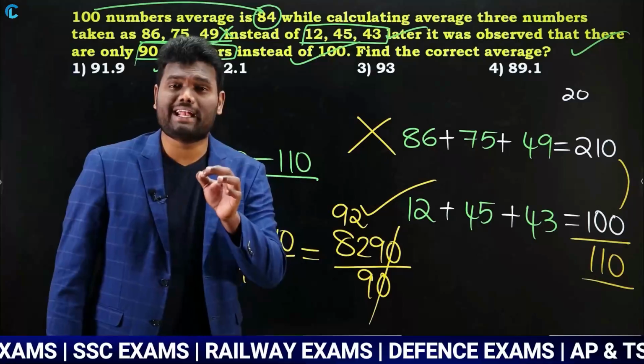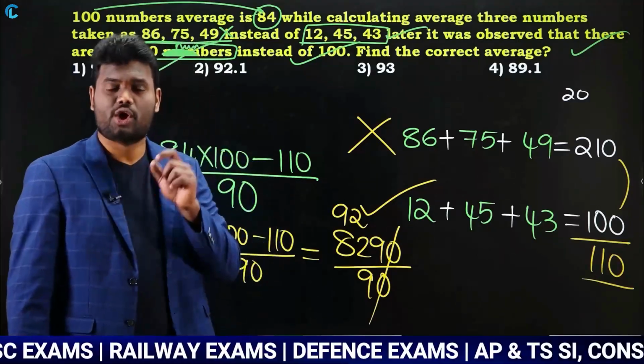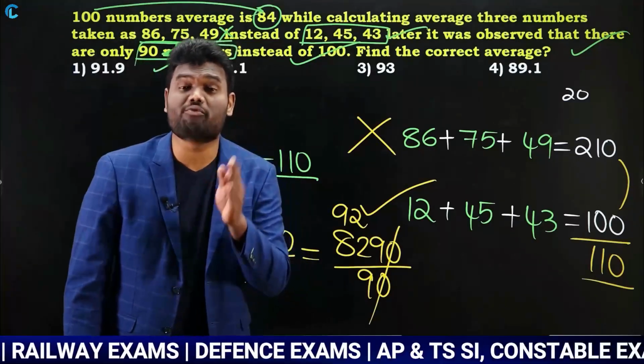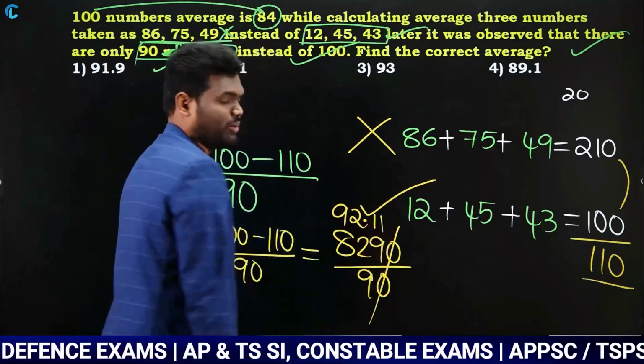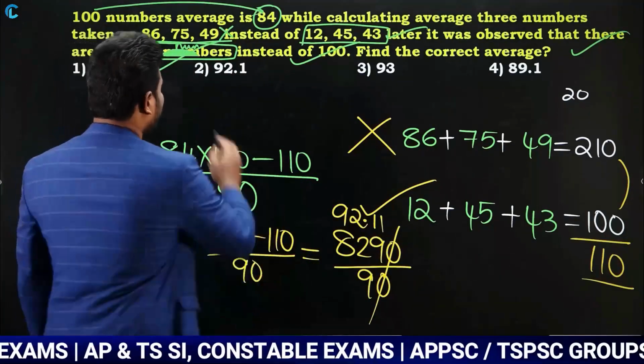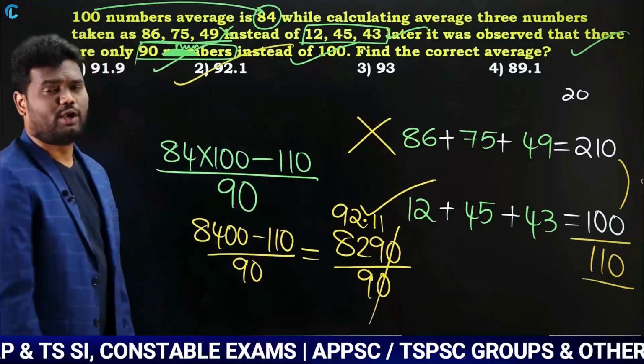1 by 9, we have already discussed in percentages. 1 by 9 is 11.11% in terms of percent. Now the 1 by 9 value is 0.11. So we can say that approximately the value is going to be 92.1.